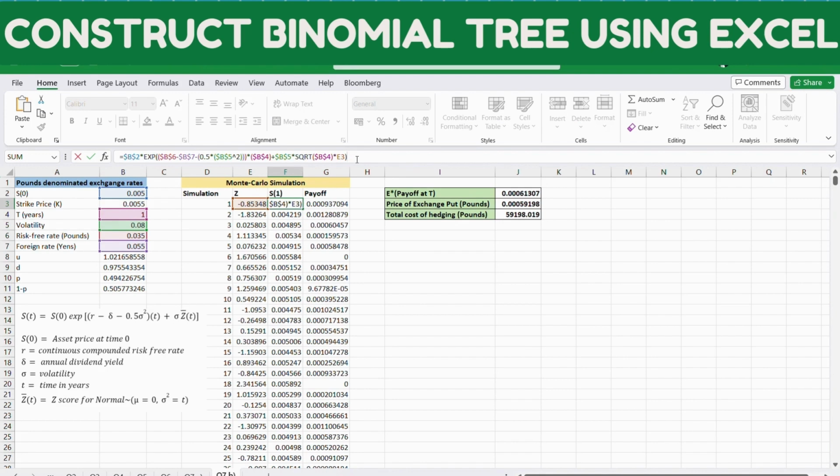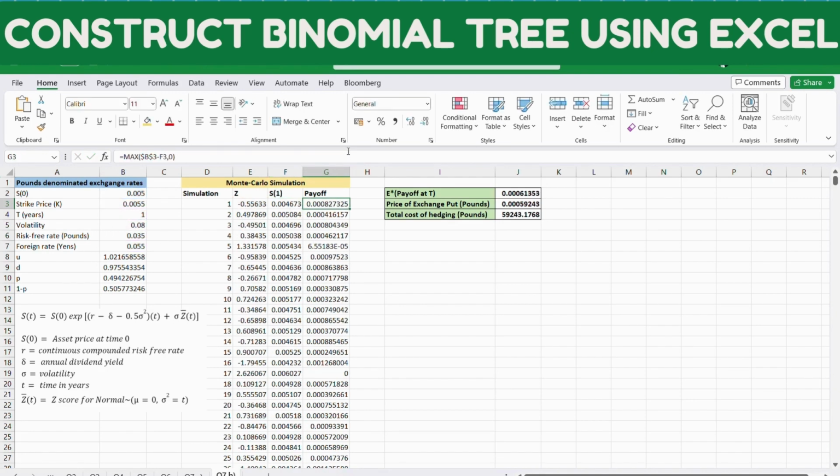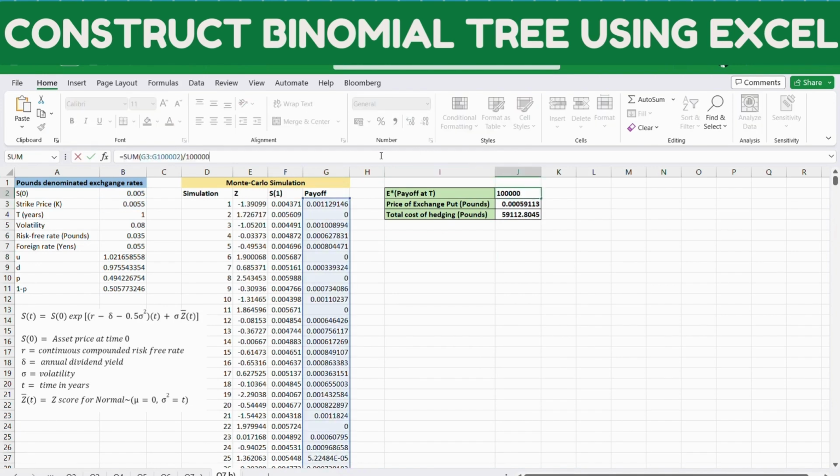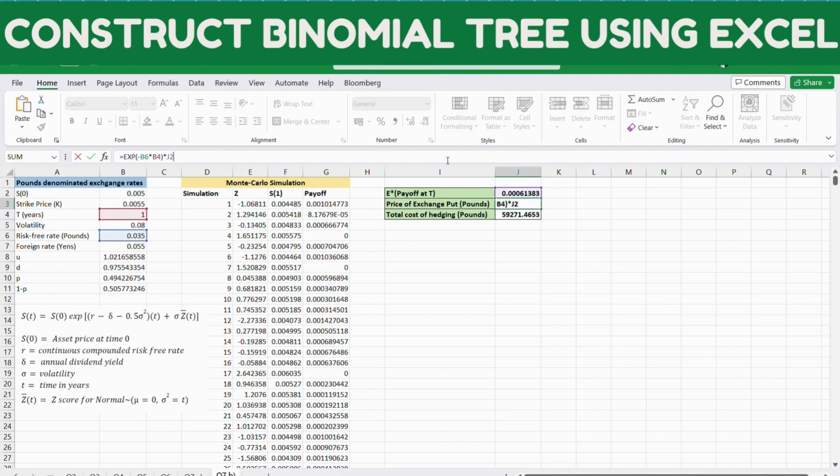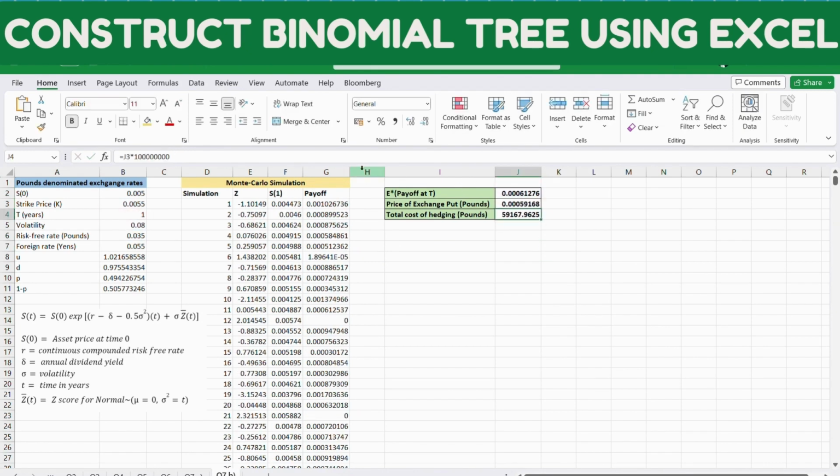The payoff of the put option will be max of K minus S1, otherwise 0. And then we sum all the payoffs and divide by the total number of steps to get the expected payoff. Then multiply it with the discount factor to get the estimated put price. Lastly, we find the estimated cost of hedging in pounds by multiplying the put price with 100 million yen.